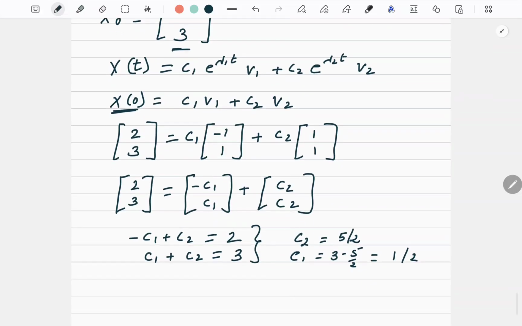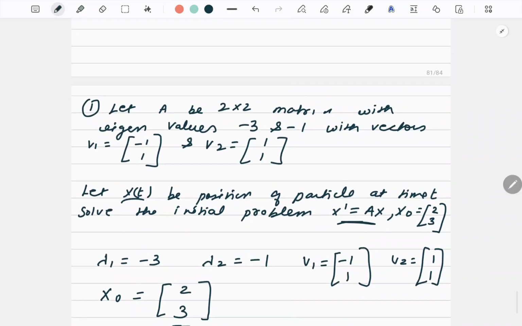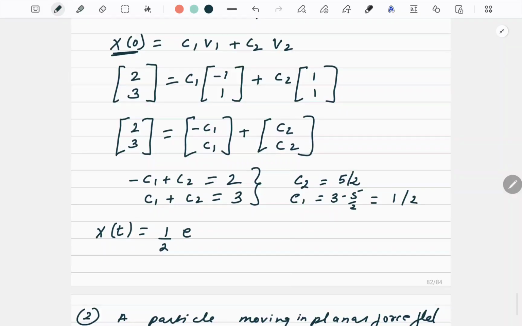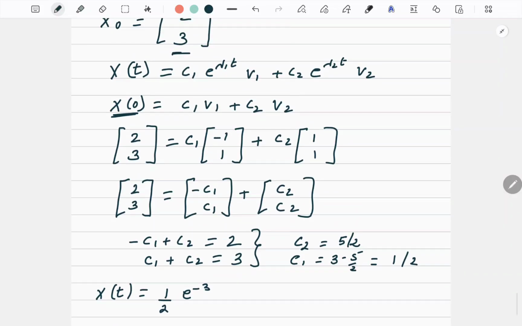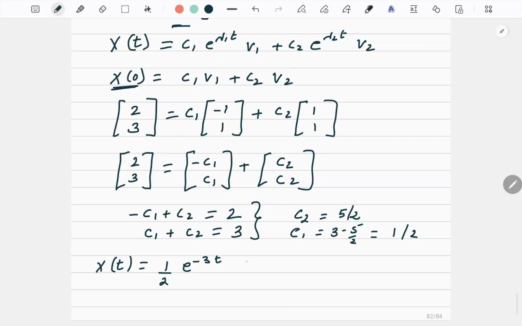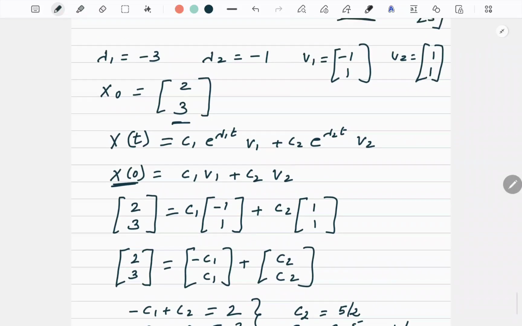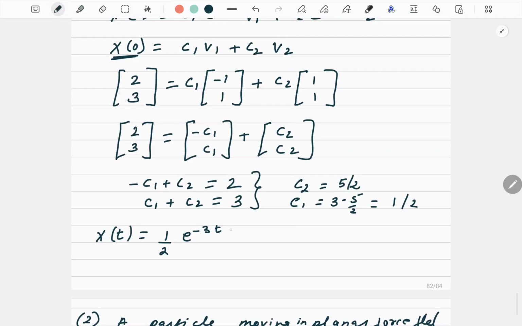So now what is Xt? Xt is equal to C1, what is C1? 1 by 2 e to the power lambda 1 t. Now in the question, what is lambda 1 given? Lambda 1 is equal to minus 3. So e to the power minus 3t, and V1. What is V1 now? V1 is given as minus 1, 1. So minus 1, 1.